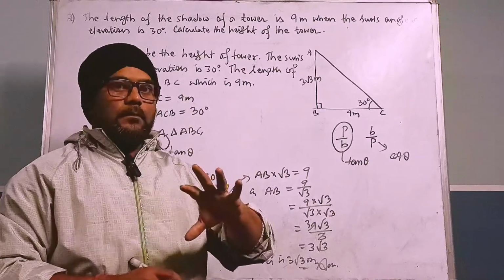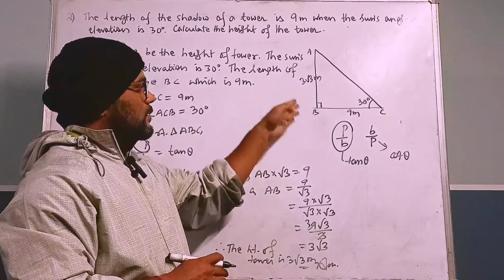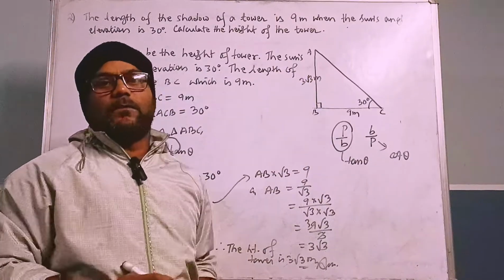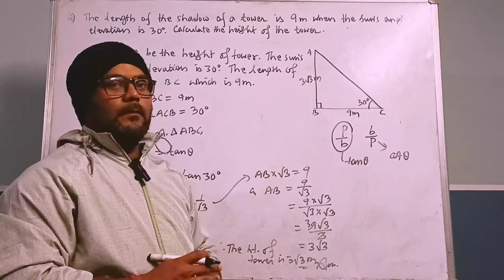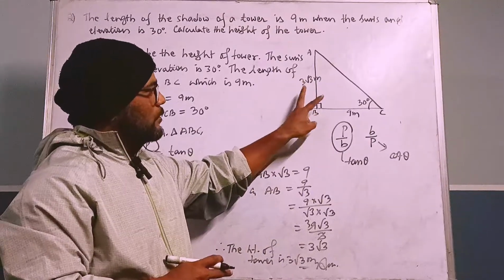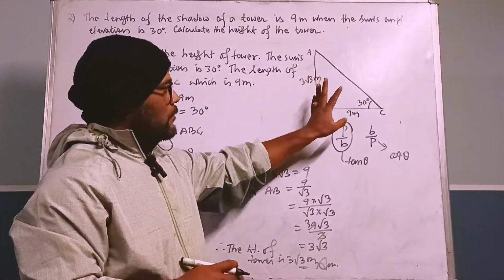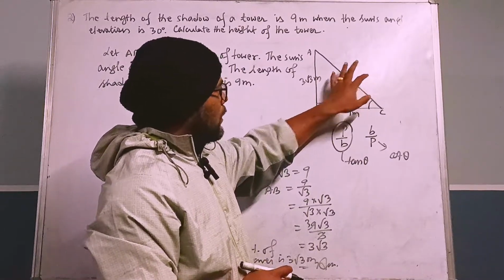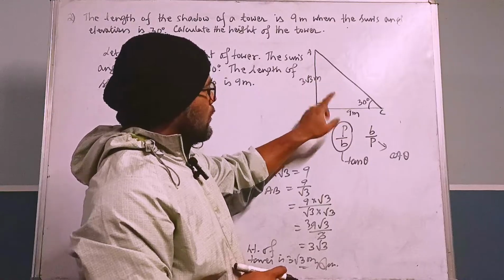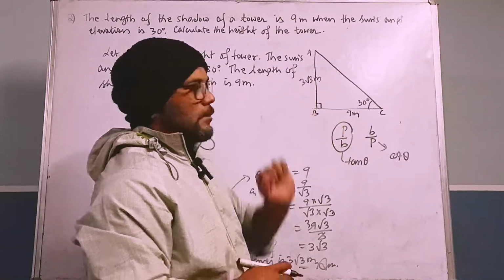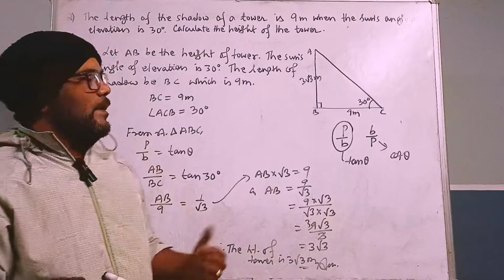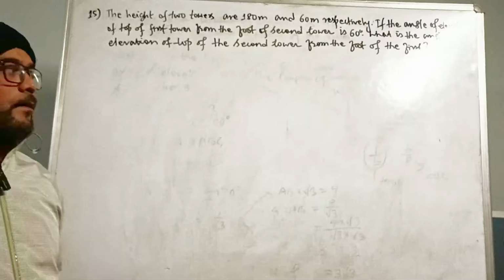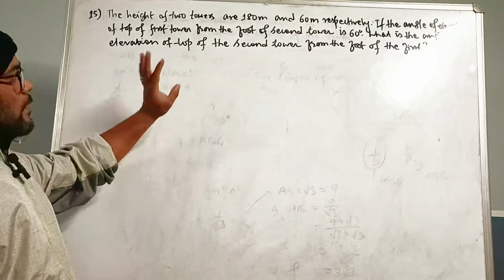So this is the process. I want you, dear students, in this type of question, to always remember which side you are supposed to find and which side's value is given. You have to make a relation between those two sides. You are not supposed to make the relation between this, where the value is not given, and this one which you are supposed to find. So you have to make this relation as it is. Now let's go to the next question.